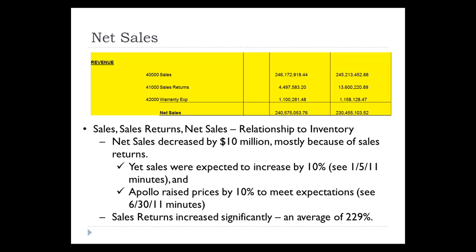All right. So again, with sales returns, we see net sales decrease by 10 million, mostly because of these returns. Yet, given the board of director minutes we saw in 1/5/11, management was suggesting that sales would increase by 10%, right? They expected them to increase, rather. Also, as I pointed out earlier, Apollo raised those prices by 10% to meet expectations, and you're not seeing it because this is a huge number that's driving down net sales, right? Anytime you see something like this, 229%.